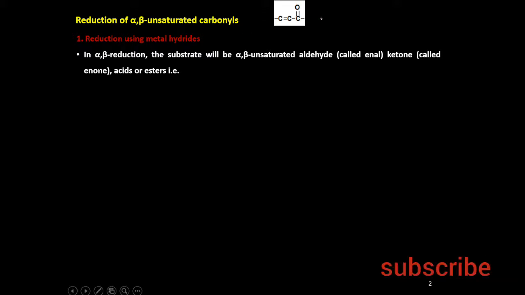What is an alpha beta unsaturated carbonyl? This is the carbonyl, right? The next carbon is alpha and the next one is beta. This is an alpha beta unsaturated carbonyl. Reduction using metal hydrides.